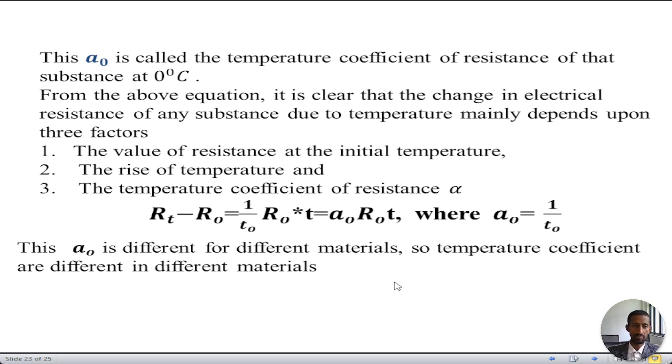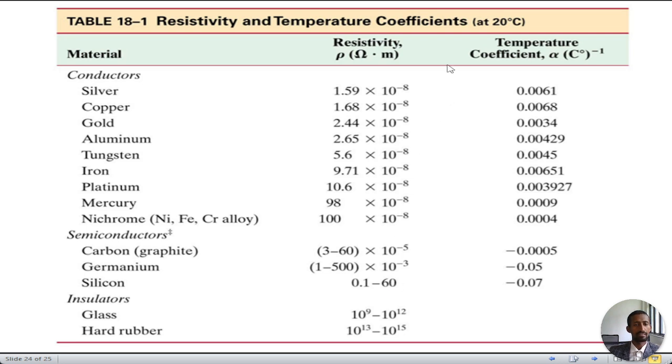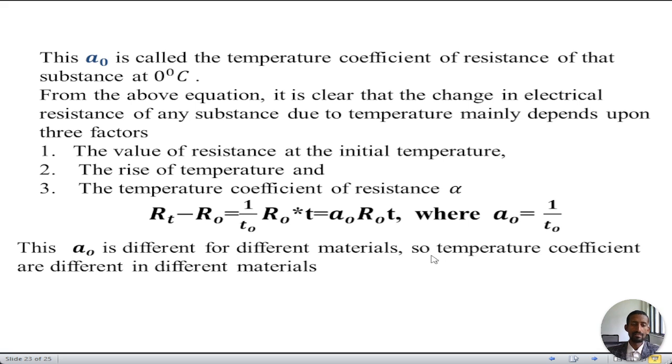For the time being, if we see this table, these are the temperature coefficients. The temperature coefficient of silver. These are the temperature coefficients of copper. So different materials have different temperature coefficients for their resistance.